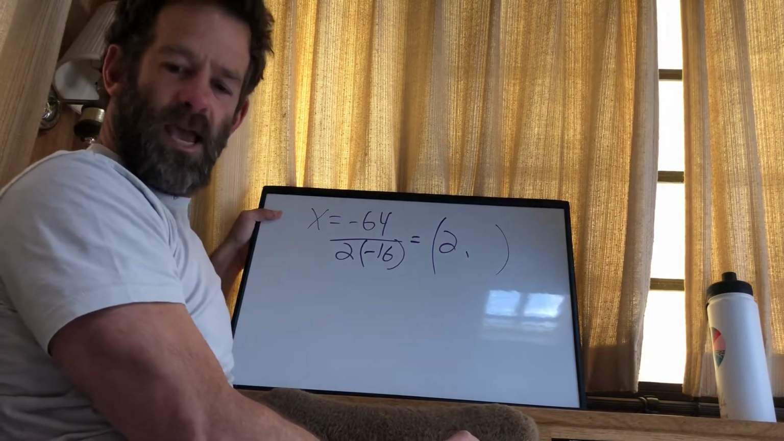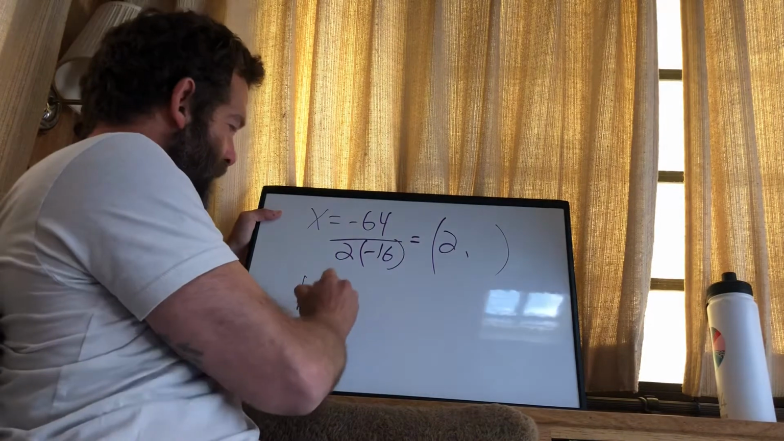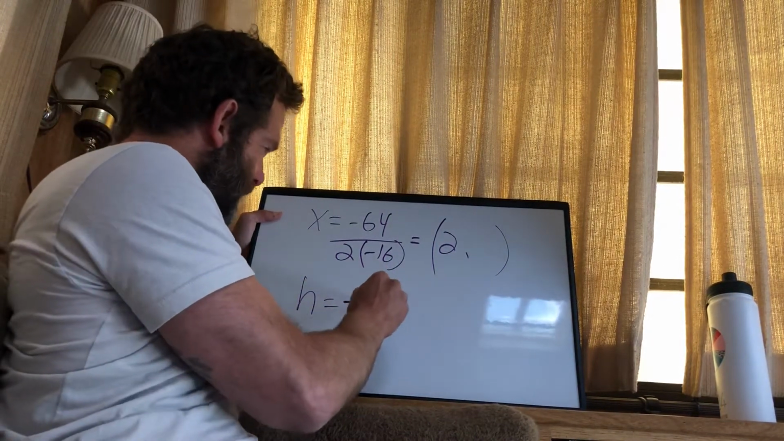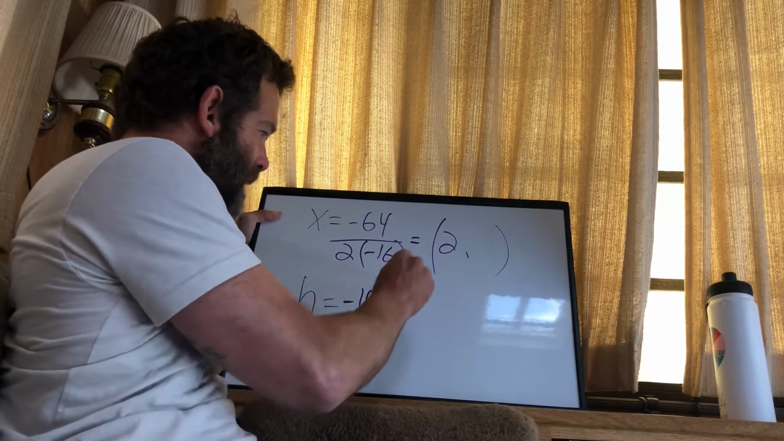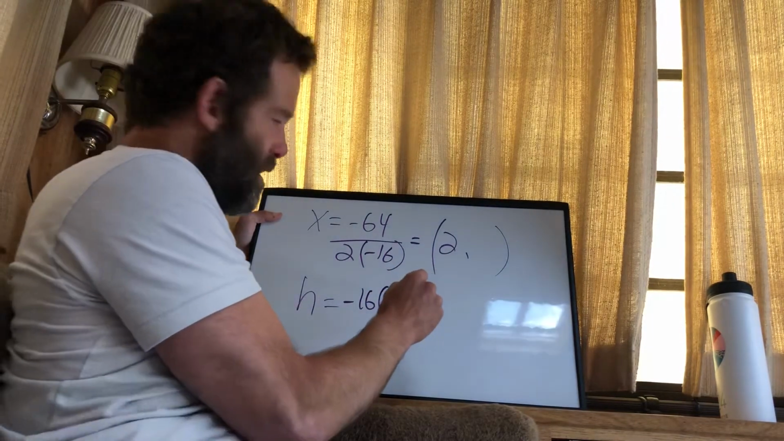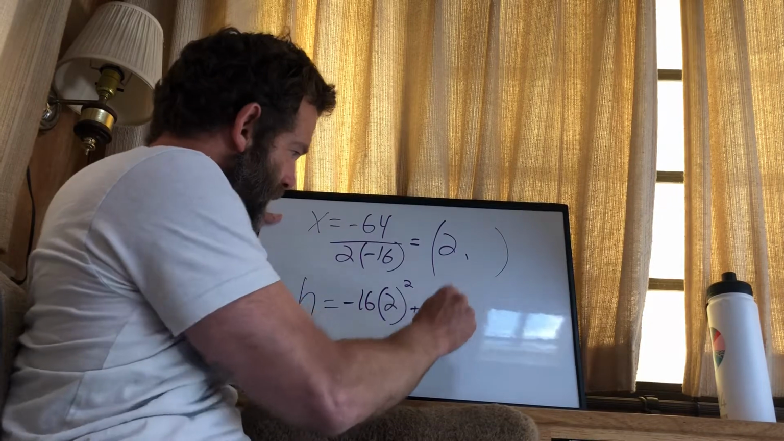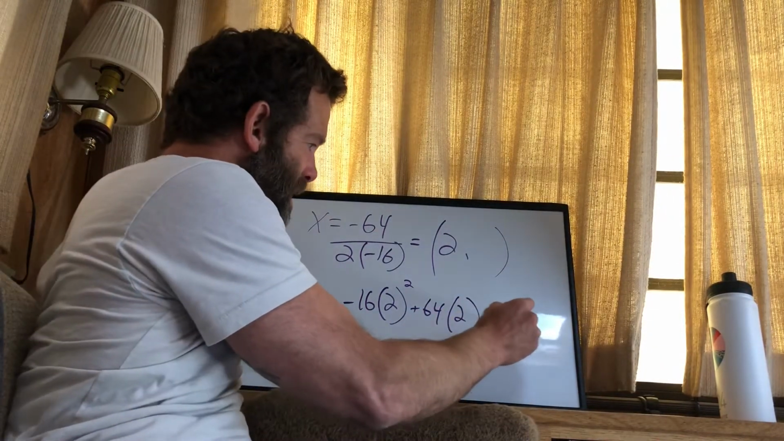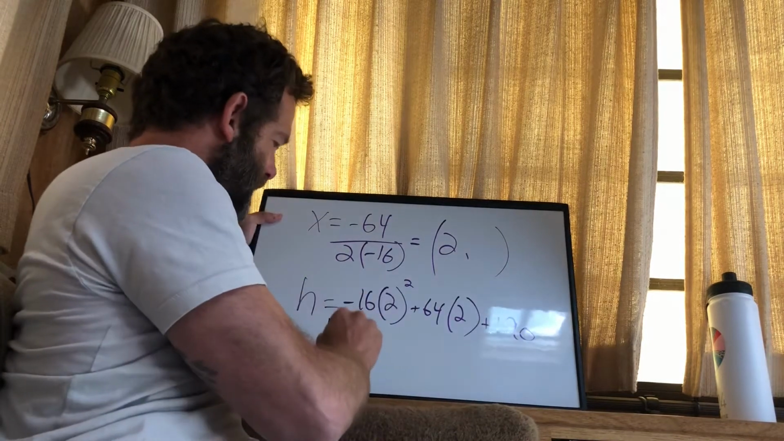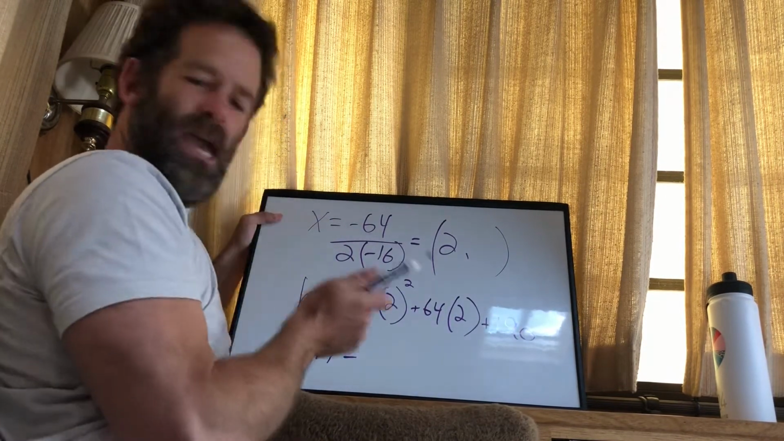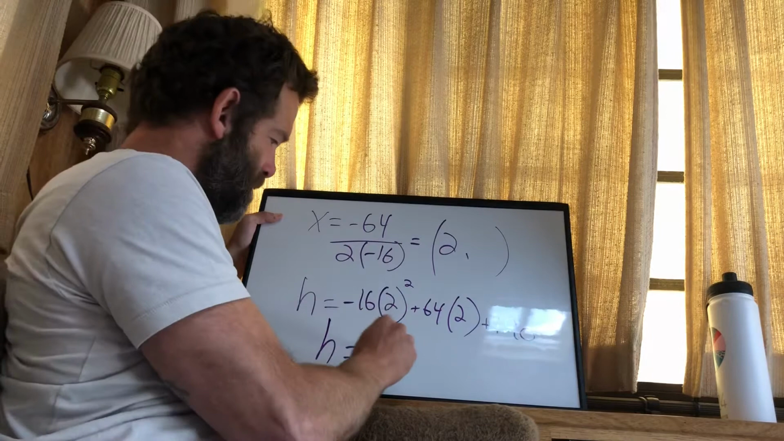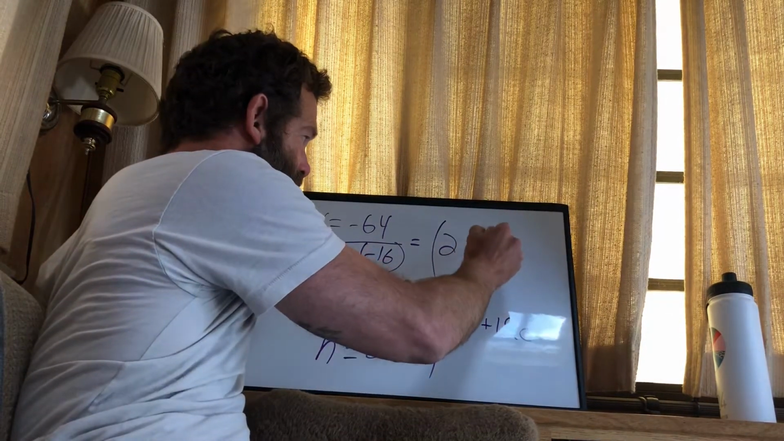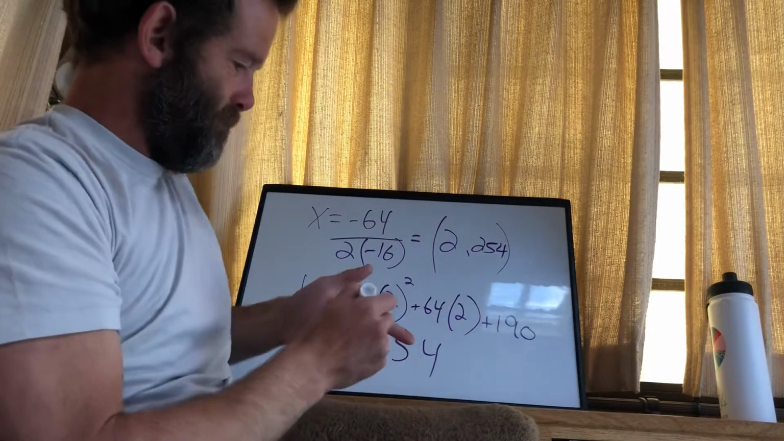How do you find your y coordinate? Which is your h of x equals, what's the equation? Negative 16 times, plug this 2 in, 2 squared, plus 64 times, plug the 2 in, plus 190. This answer is going to give you a height of 254, which is your y. So your vertex is (2, 254). Okay.